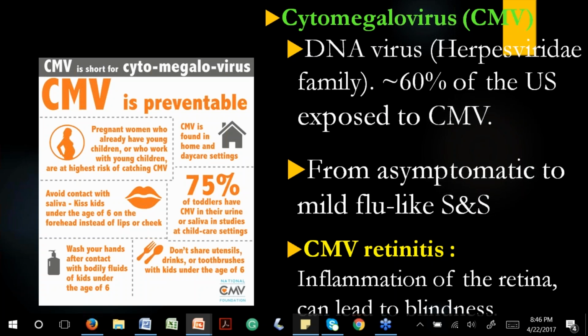Okay, so in cytomegalovirus, related to this lecture, we need to remember cytomegalovirus retinitis. This is an inflammation of the retina and can lead into blindness. Cytomegalovirus retinitis is something in your assessment of the patient that you need to be aware of all the time. For cytomegalovirus, we are going to have some antiviral medication.